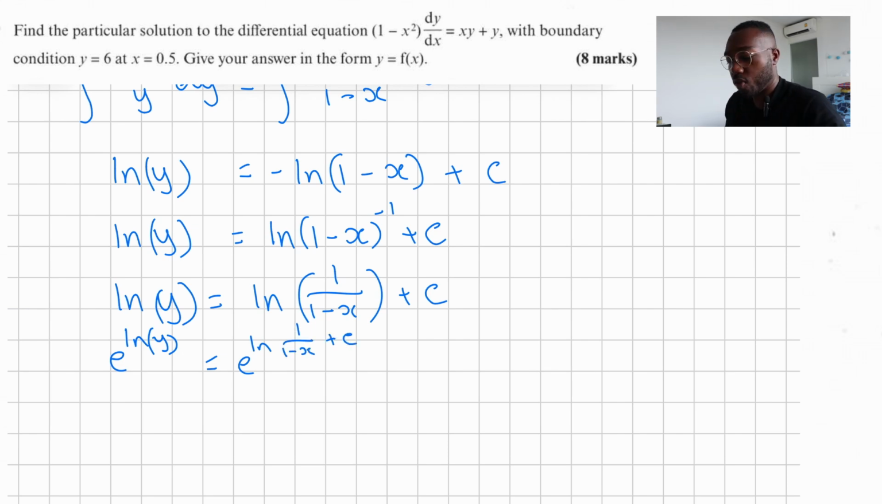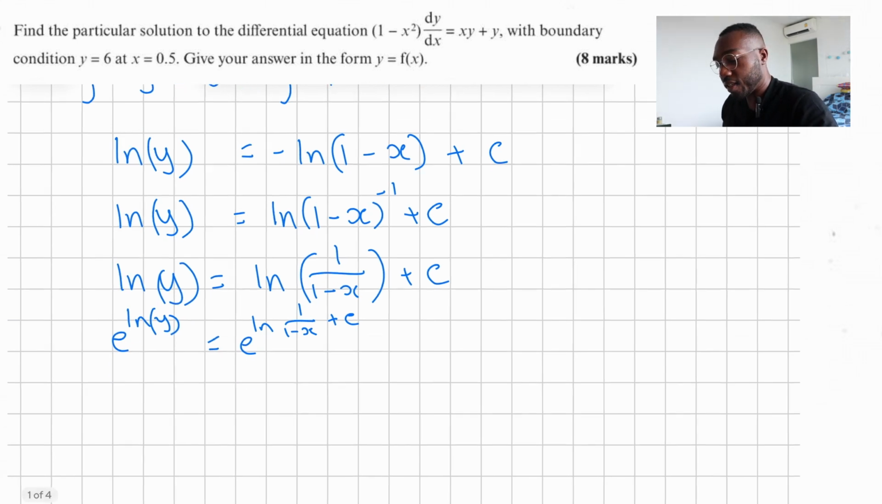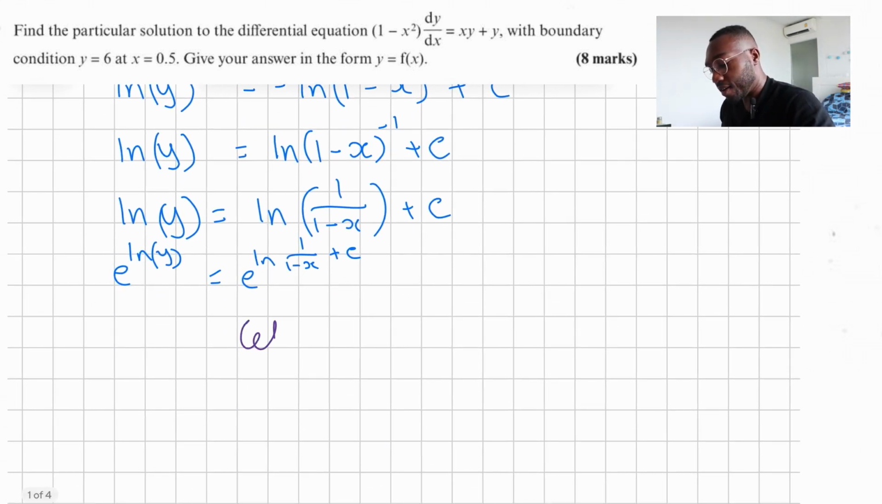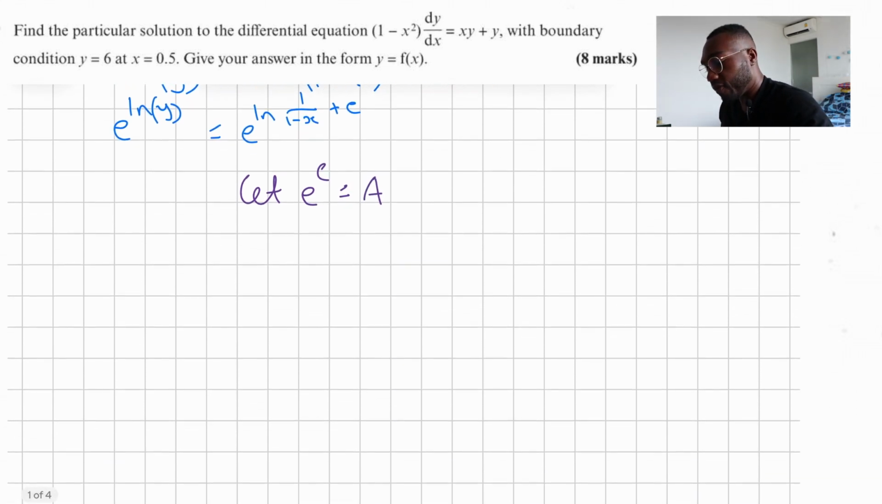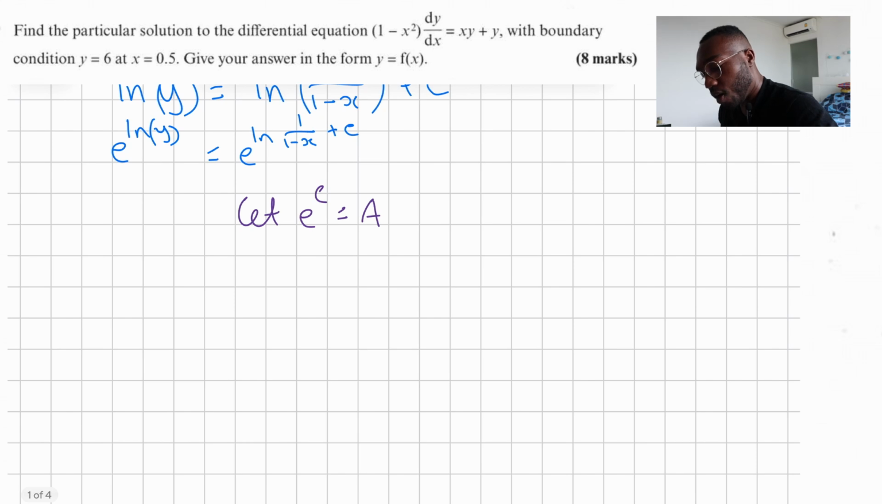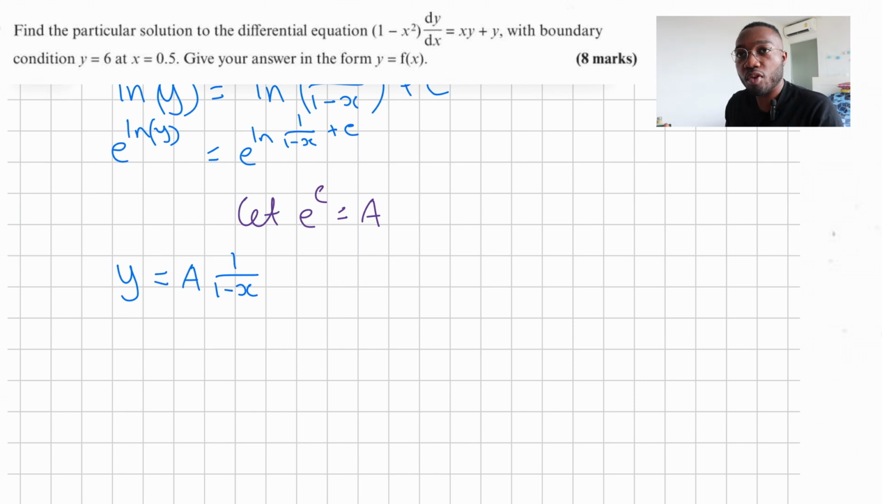And like in our previous question, if you have something like this, then we can let e to the power of c equal A. Therefore what we're left with is y equals A times 1/(1 − x), okay? Because the e to the power of ln will just cancel out to 1/(1 − x), and that e to the power of c is just equal to A. They will be multiplied together. So you're left with y equals A times 1/(1 − x).